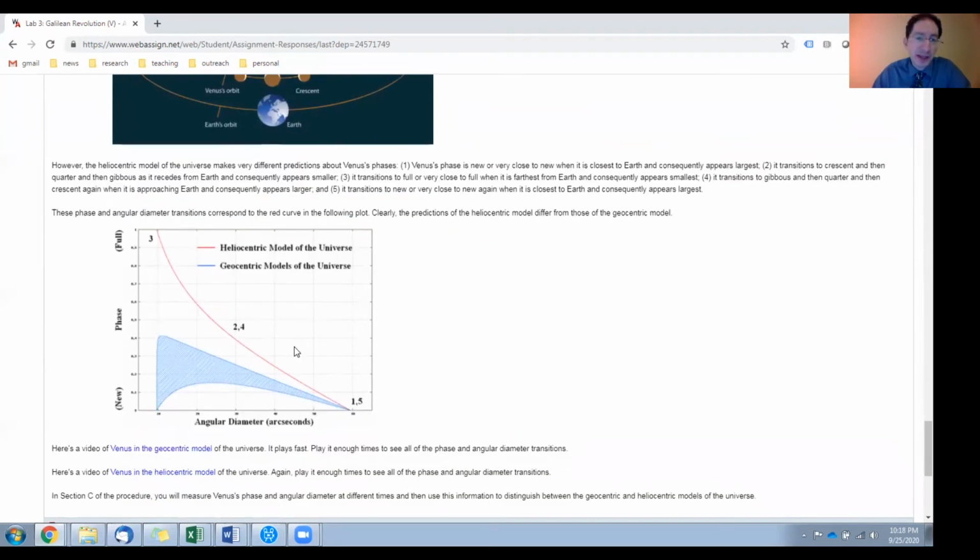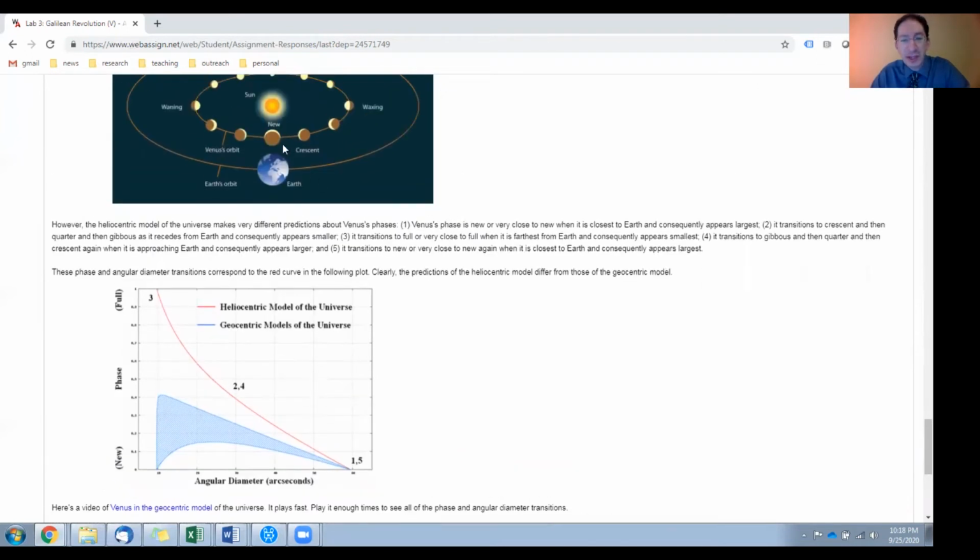So here's this plot again. We have the geocentric region down here in blue, but in the heliocentric model, again starting at this position, you have a large angular diameter and no phase, and you work your way up to smaller sizes and larger phases until it's full at this point here. And then you work your way back.